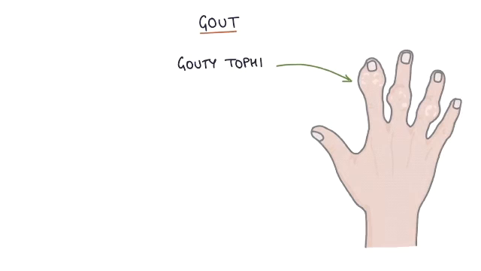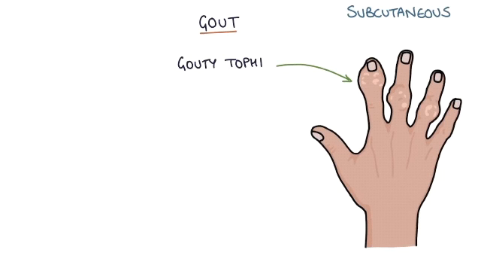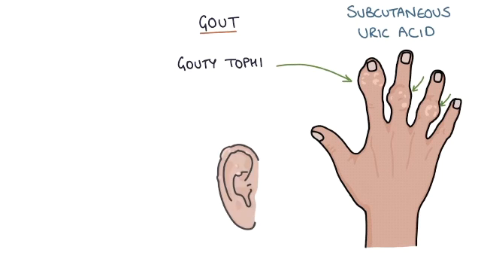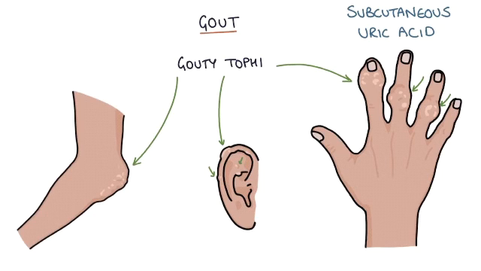Gouty tophi are subcutaneous deposits of uric acid under the skin rather than in the joint, and these subcutaneous deposits typically occur around the small joints and connective tissues of the hands, the ears, and the elbows. The DIP joints, or the distal interphalangeal joints at the ends of the fingers, are the most affected joints in the hands.